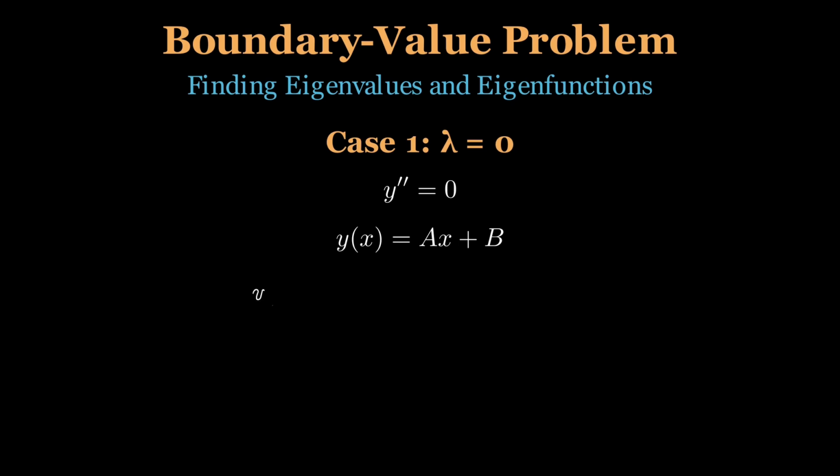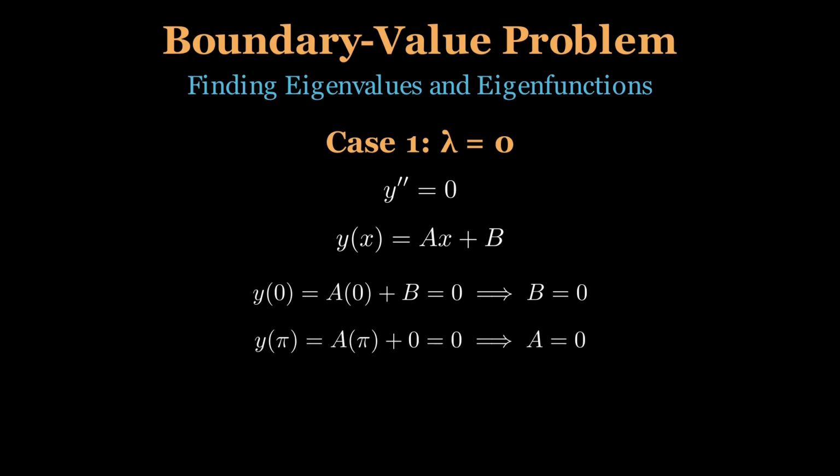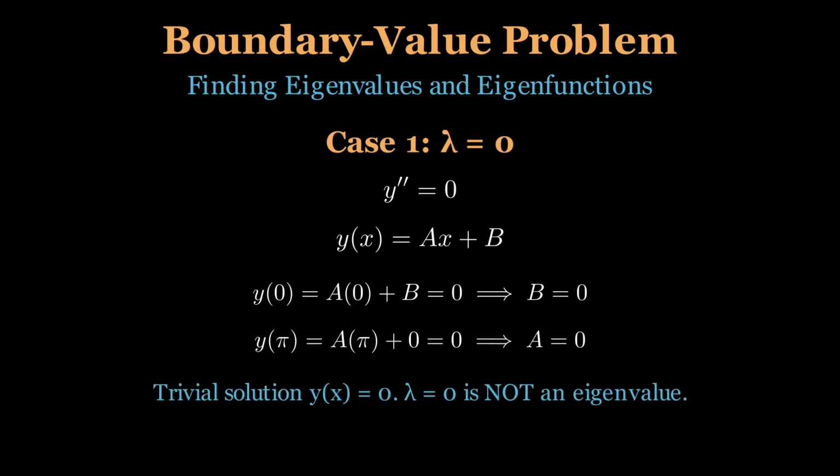Applying the first boundary condition y(0) = 0, we find that b must be 0. Applying the second boundary condition y(π) = 0 implies that a times π equals 0. So a is also 0. Since both constants are 0, we only get the trivial solution. Therefore, 0 is not an eigenvalue.